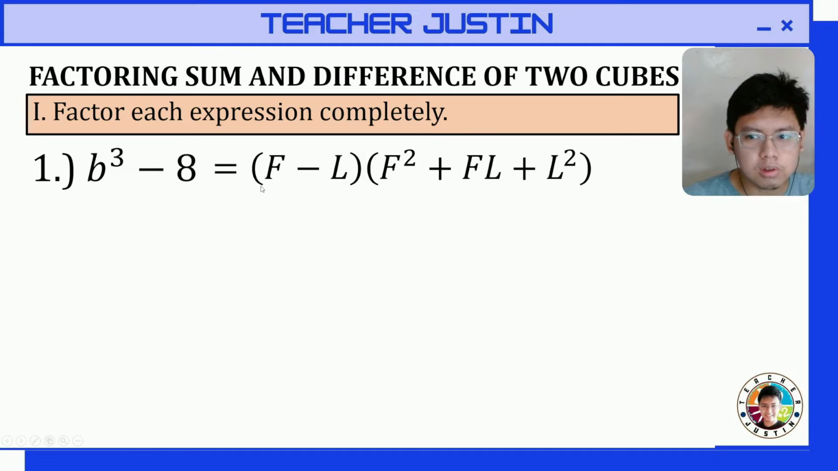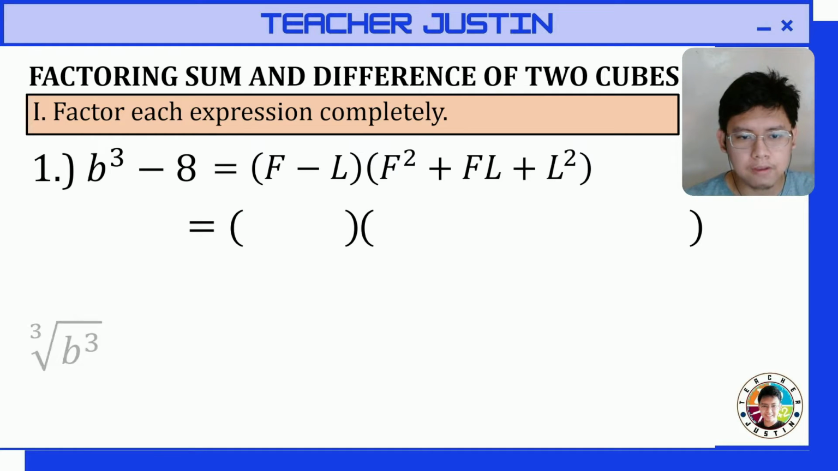Yung F dito is the cube root of the first term. Yung L dito is the cube root of the last term. So, yun yung gagawin natin. So, ang first thing na gagawin natin is prepare tayo ng dalawang group. Okay. Ayan. Yung ating F will be represented as our cube root of B cube. So, yung cube root ni B cube is equal to B. So, yan yung magiging F natin.